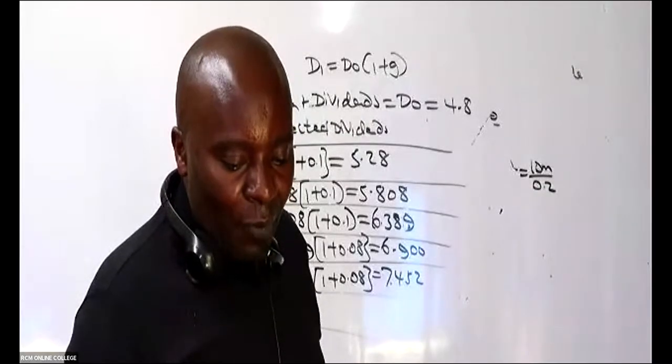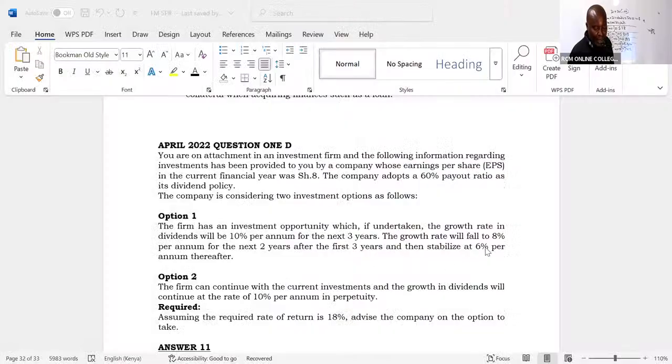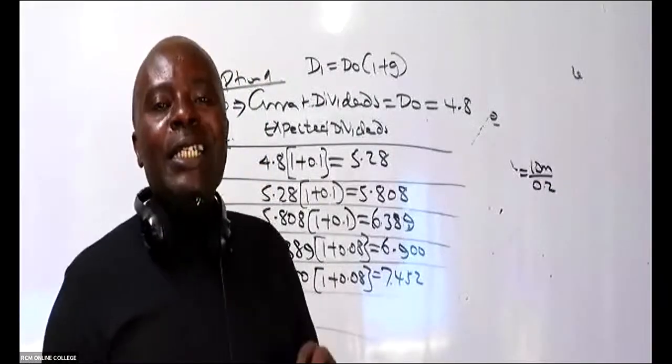Thereafter, we are going to have a perpetual growth rate, and then stabilize at 6% per annum. Thereafter, up to when? They're not telling us for how many years. So thereafter, it means that we shall enjoy these 6% indefinitely.